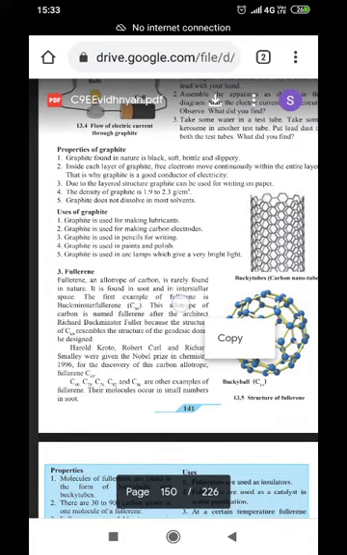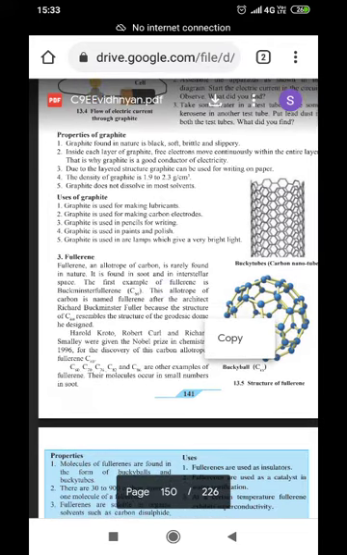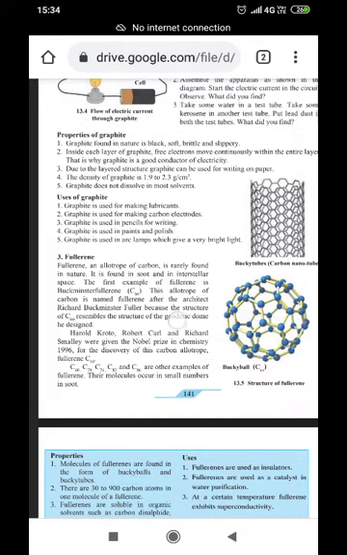Inside each layer of graphite, free electrons move continuously within the entire layer, and that is why graphite is a good conductor of electricity. Whereas in diamond, there are no free electrons and therefore electricity cannot pass through it, and therefore diamond is a bad conductor of electricity. Due to its layered structure, graphite can be used for writing on paper.